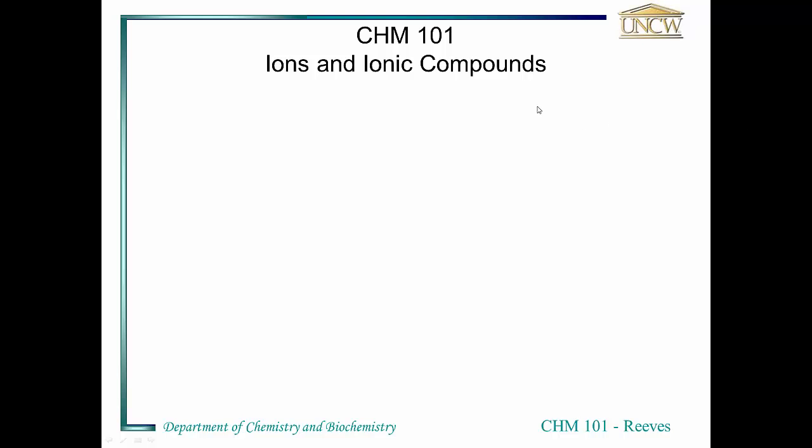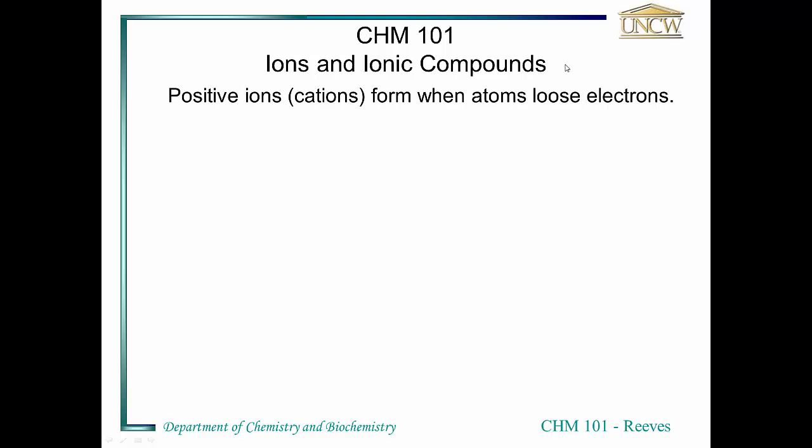Okay, let's discuss ions and ionic compounds. Cations are positive ions, and remember, the number of protons in the nucleus always stays the same. Indeed, in any chemical reaction, the nucleus is unfazed. Chemistry is really about the electrons. The way ions get formed is by gaining or losing electrons.